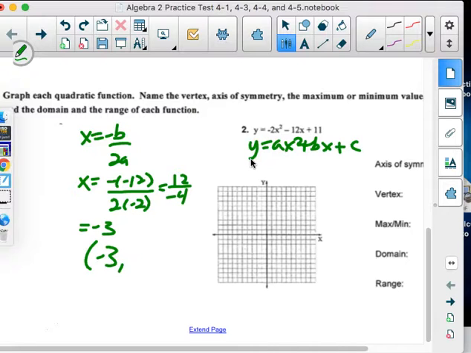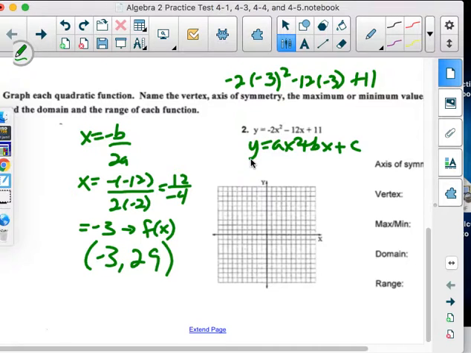To get the y-coordinate, we have to take the negative 3 and put that back into the function. So we're going to need negative 2 times negative 3 squared minus 12 times negative 3 plus 11. Well, negative 3 squared is 9. Negative 2 times 9 is negative 18. And in the middle we have plus 36, so negative 18 plus 36 is 18. 18 plus 11 is going to give us 29.